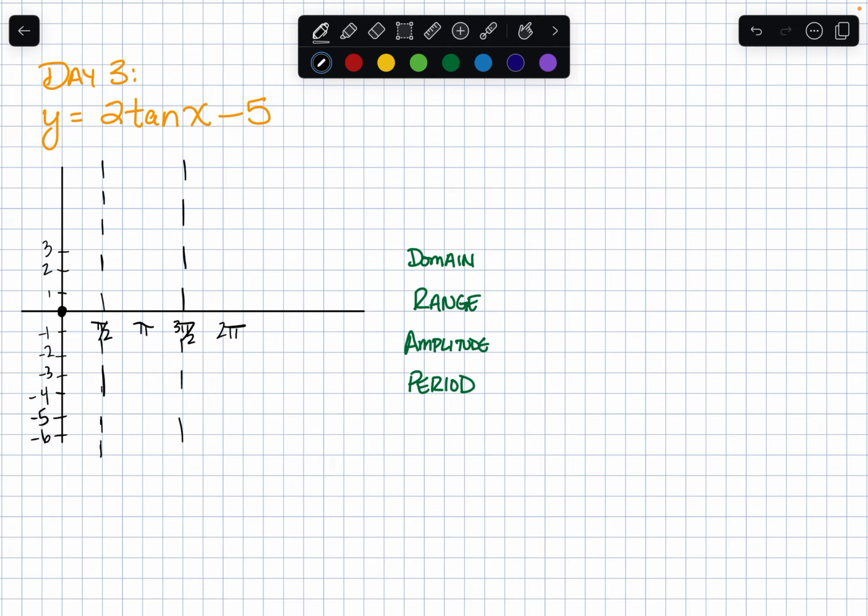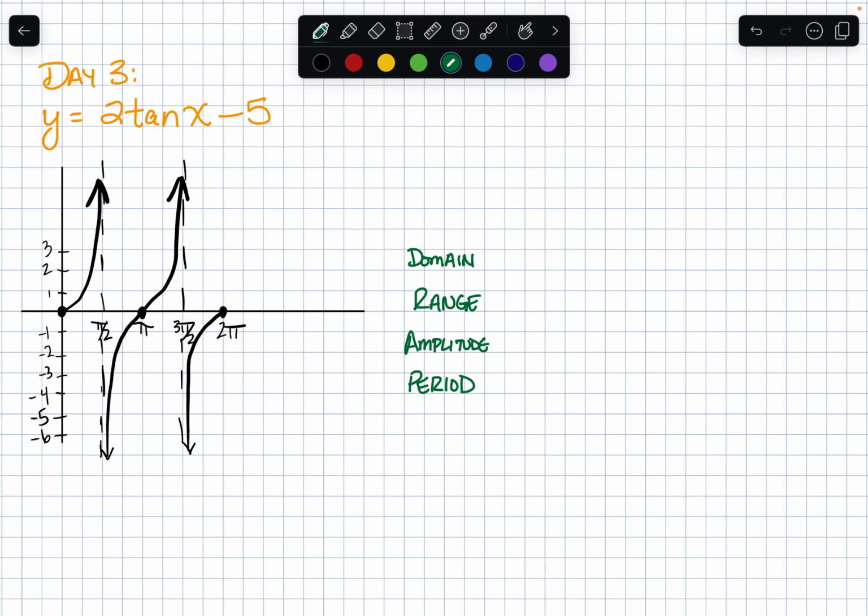All right, back to where I was. 0, 0. I'll have a 0 at pi and a 0 at 2 pi. And there's what I need to have a good looking graph here for the original tangent.